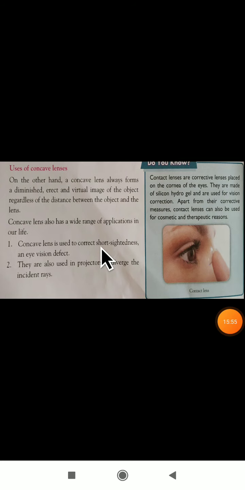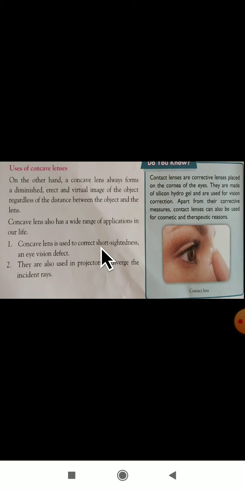A concave lens always forms a diminished, erect and virtual image of the object, regardless of the distance between the object and the lens. In this lens, it will always form a diminished and erect image. Erect is nothing but upright, and a virtual image. You know what a virtual image is? Already I have told the definition of virtual and real image.